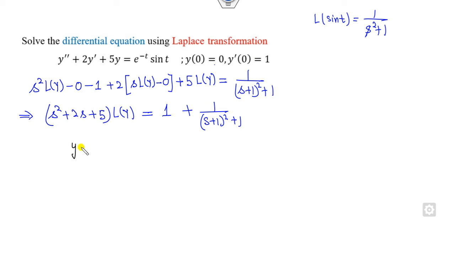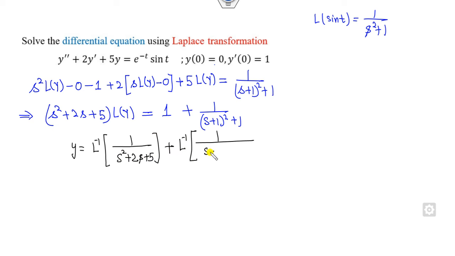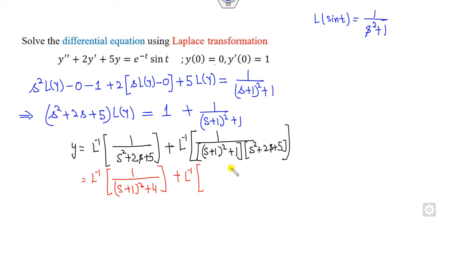So can you find the value of y from here? This is L inverse 1 over s square plus 2s plus 5, plus L inverse 1 over s plus 1 whole square, this is the first value, and s square plus 2s plus 5. Fine. Now how can you solve that? I can complete the square, because factoring is not possible, so s plus 1 whole square plus 4, plus L inverse, this is s plus 1 whole square plus 1 and s plus 1 whole square plus 4. Now how can you do that?